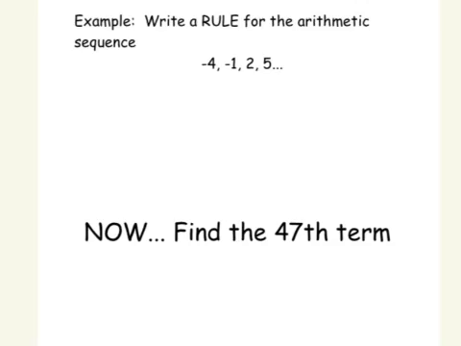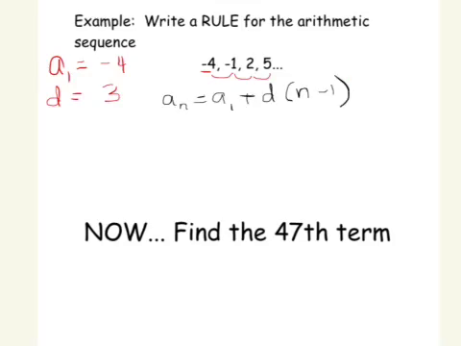So now let's use that formula to write a rule for our arithmetic sequence. So remember, we always need to know what a1 is, and in this case it's negative 4, we've got it, and now we need to decide what our common difference is. We're adding 3 each time, so d is positive 3. So now I'm going to use that general formula. An is equal to a1 plus d times n minus 1, and I'm going to replace a1 with negative 4 plus, and then d is 3, and then n minus 1 stays put.